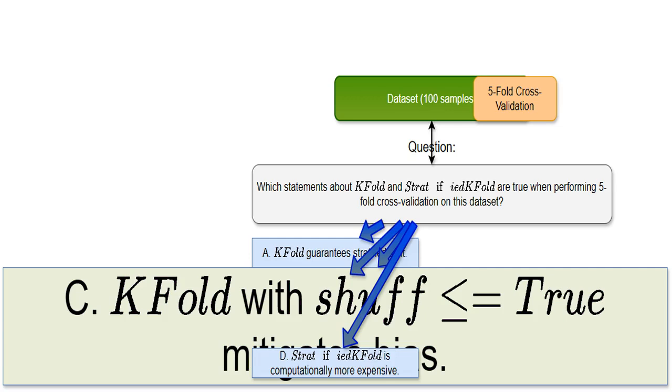than others. Here, I'm looking at whether randomly shuffling the data before applying K-fold helps reduce bias. Yes, shuffling is a key way to avoid bias caused by any inherent order in the dataset.